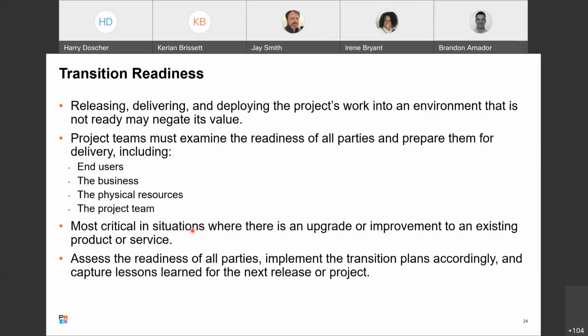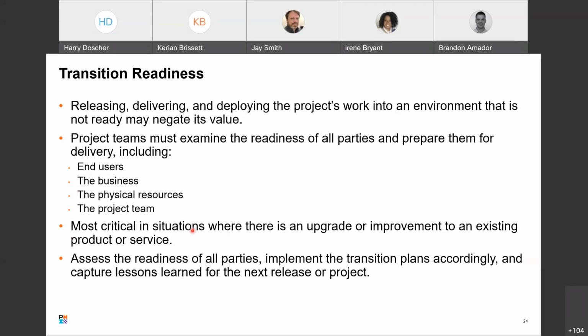Okay, transition readiness. What we're talking about here is determining whether we're ready to move on to the next phase or to complete the project. Releasing, delivering, and deploying the project's work into an environment that is not ready may negate its value. So what you really need to do is synchronize things.